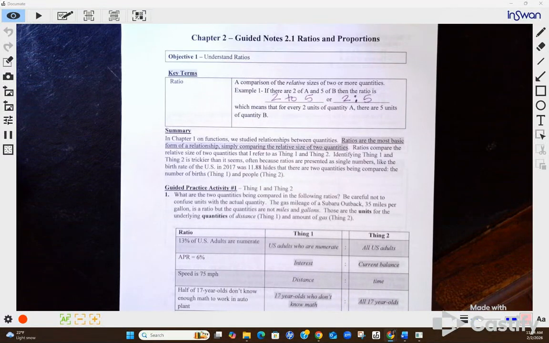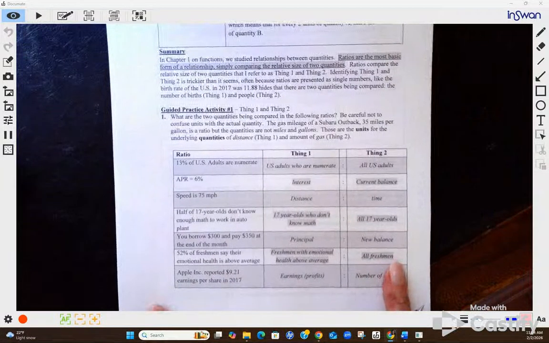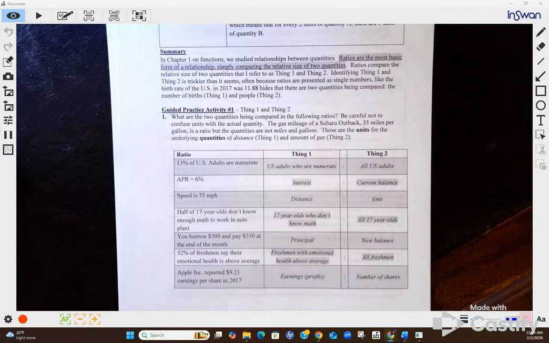52% of freshmen say their emotional health is above average. So we need to know how many freshmen there are in total. So all freshmen compared to the ones that have above average emotional health, and that's where they get the 52%. How many freshmen are there altogether, and then how many of them have emotional health above average. Apple Incorporated reported 9.21 earnings per share in 2017. So we need to know what those earnings are, and then we need to know the number of shares that we're talking about.